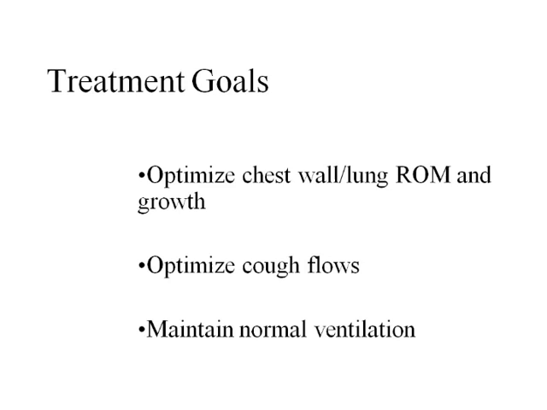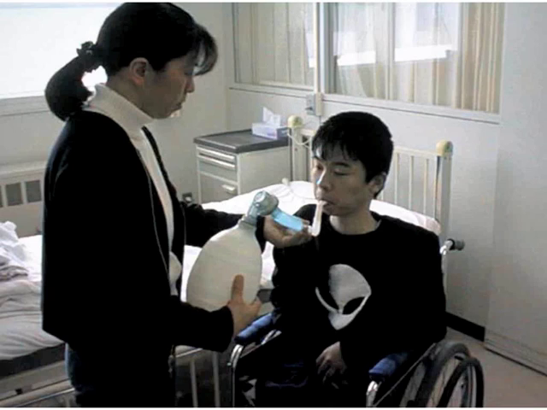The treatment goals are, number 1, to do range of motion of the chest wall and lungs, to mobilize the lungs. Number 2, to increase the cough flows. And number 3, to maintain normal ventilation. Now, how do we do that? Number 1, the range of motion is provided by this ambu bag.